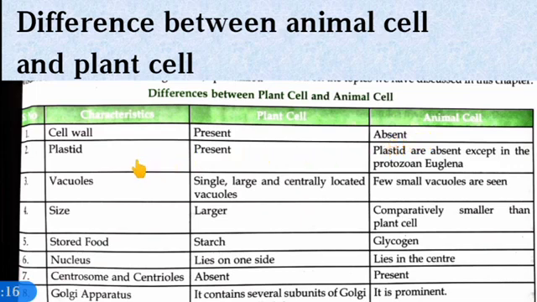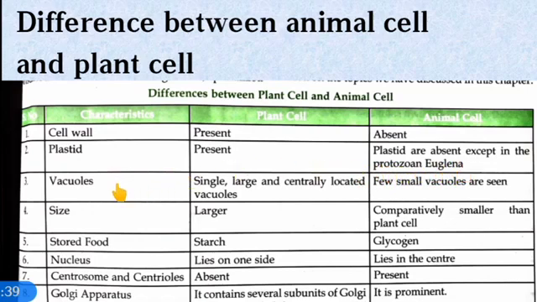And the plastids are present in the plant cell, whereas the plastids are absent in the animal cell, except in the protozoan Euglena.